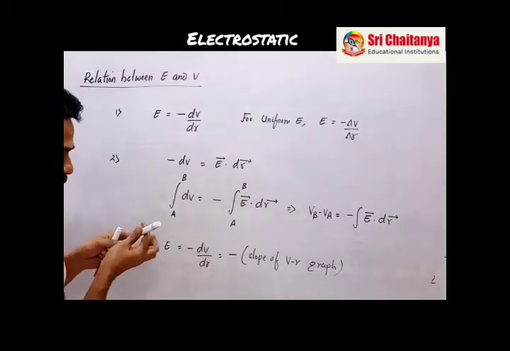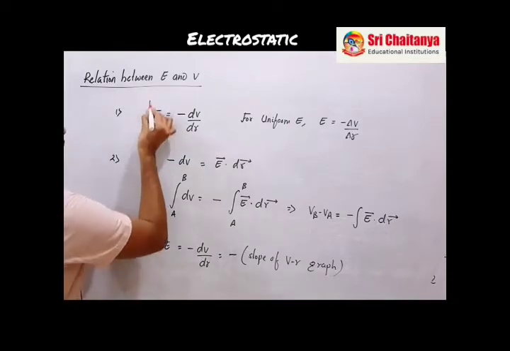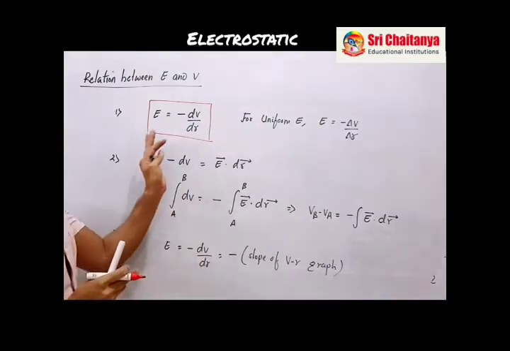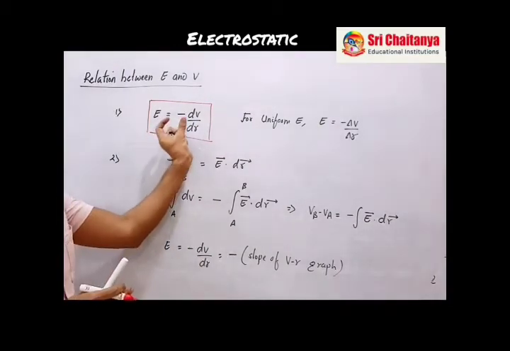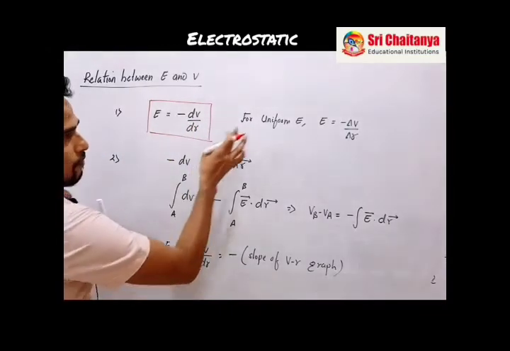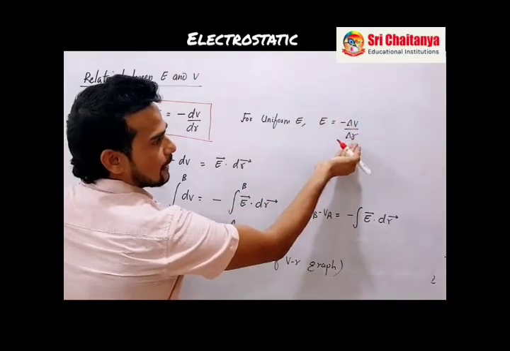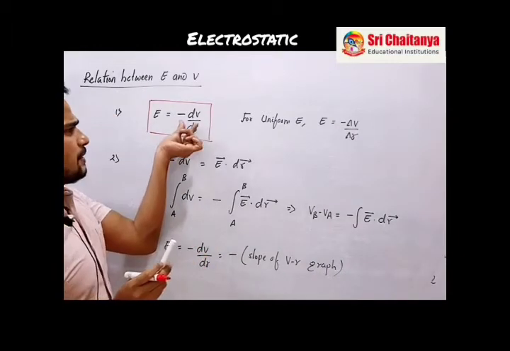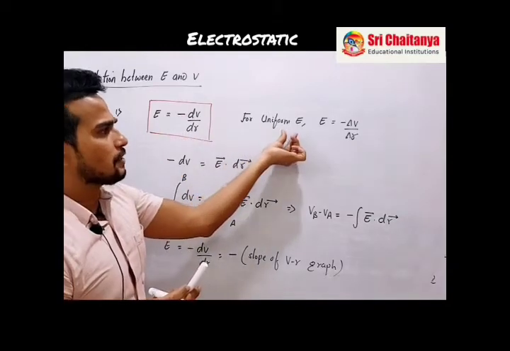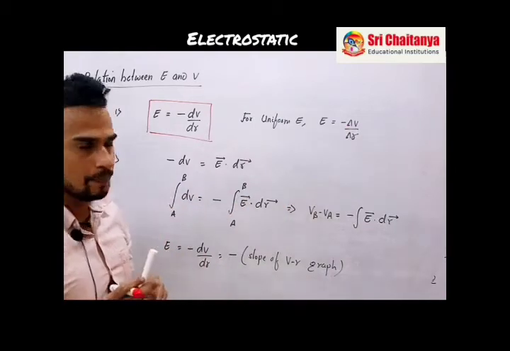The most basic and most famous relation which everyone knows is that electric field E will be equal to minus dV by dr. That means if you differentiate potential, you will get electric field. Now if your field is constant, you can write electric field directly as minus delta V by delta R. Same as that. So if electric field is constant, we can write E as minus of delta V upon delta R.